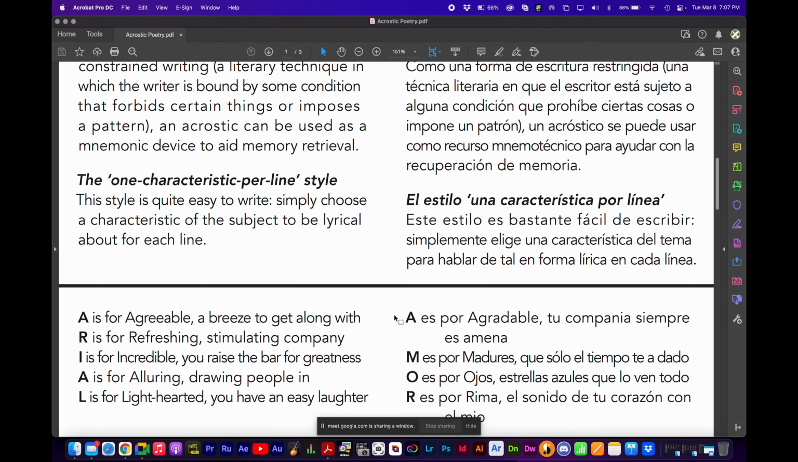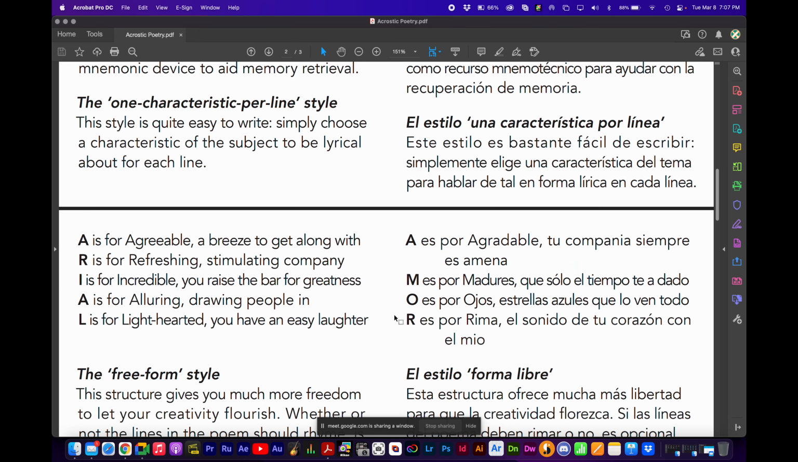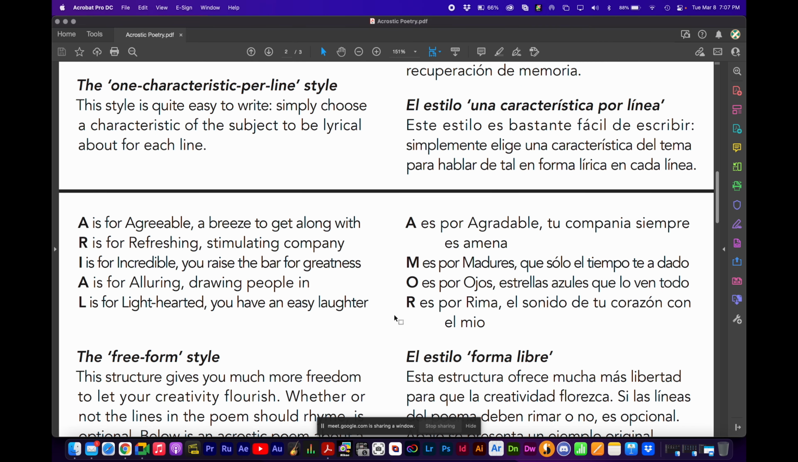Okay. So we're going to move on to the next one. We're going to give you a different style, because acrostics have different styles. The one characteristic per line style. This style is quite easy to write. Simply choose a characteristic of the subject to be lyrical about in each line.